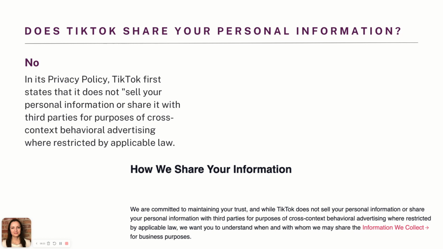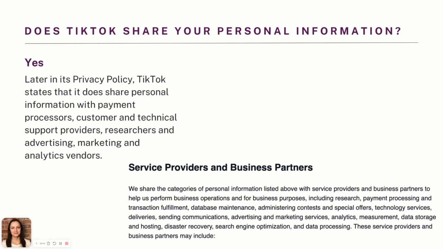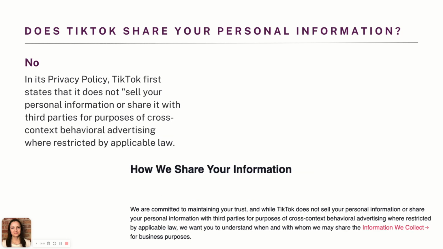But what's actually really interesting about this is that when it comes to how we use your information, TikTok says that they use that information to measure advertisements. And also, the section says that they don't use it for behavioral ads. We're restricted by applicable law. But it's actually unclear what those laws are or who is being tracked through advertising and who is not. Then, when you actually read further, the TikTok privacy policy does say that your personal information is being shared. So it's kind of contradicting itself.